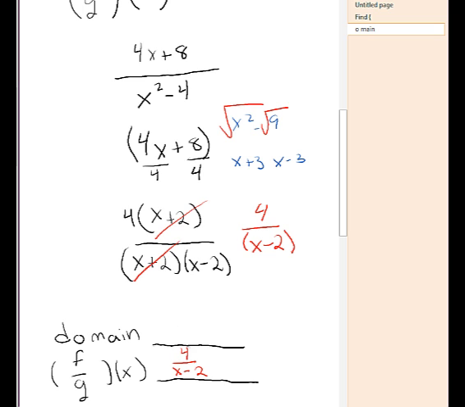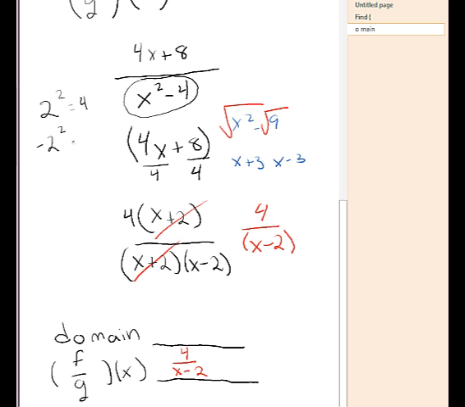And for the domain, this is a little bit tricky. So we're going to carefully examine this, and we're going to ask ourselves, what can we plug into x? What can we plug into this part to make it equal 0? So we can plug in a 2. And we can plug in a negative 2, because negative 2 times negative 2 equals positive 4. Okay? So now how do we write this domain?